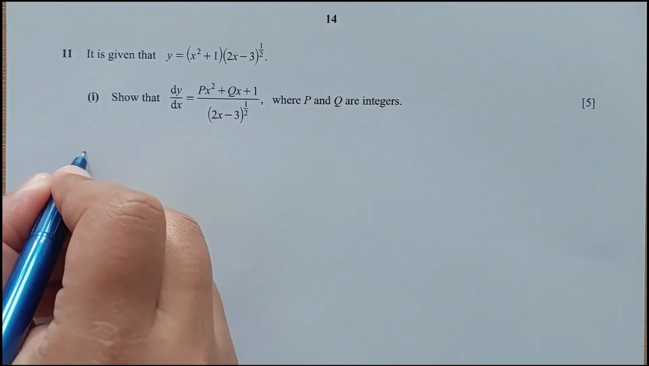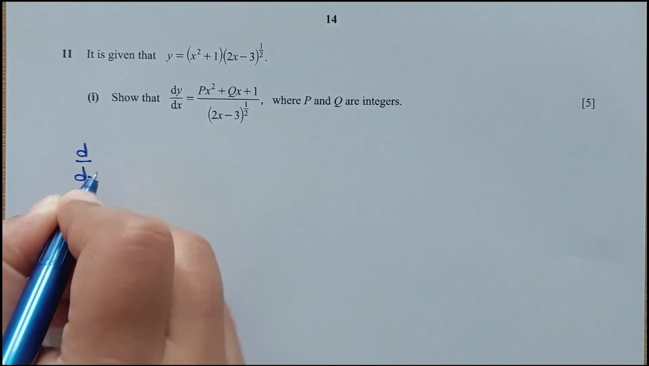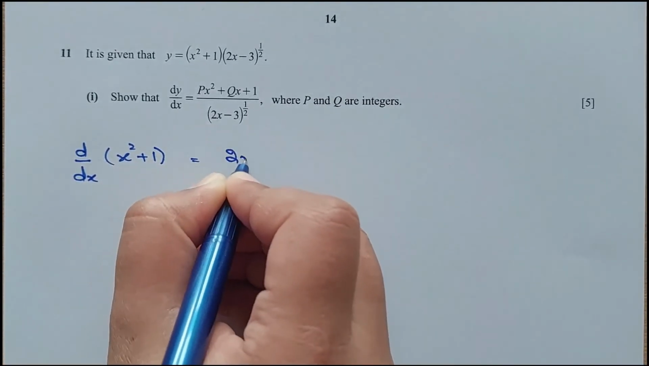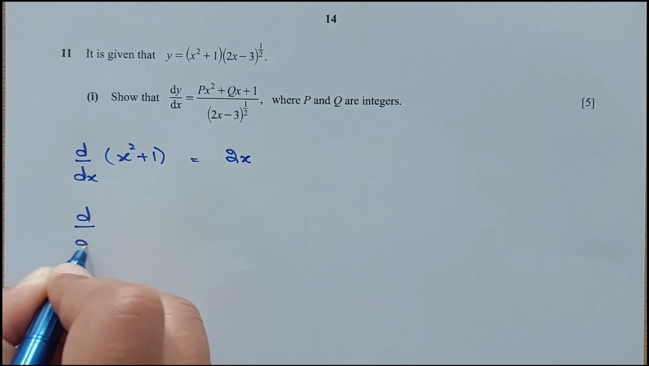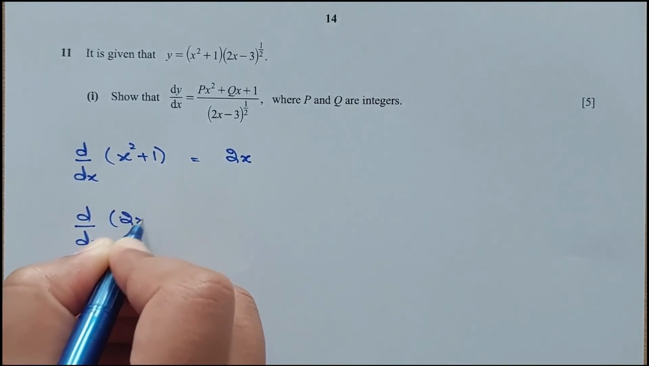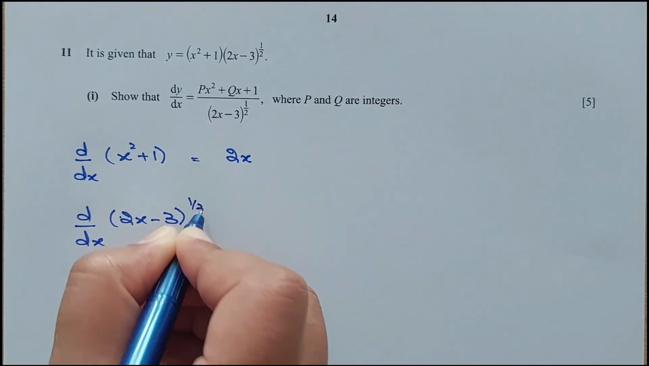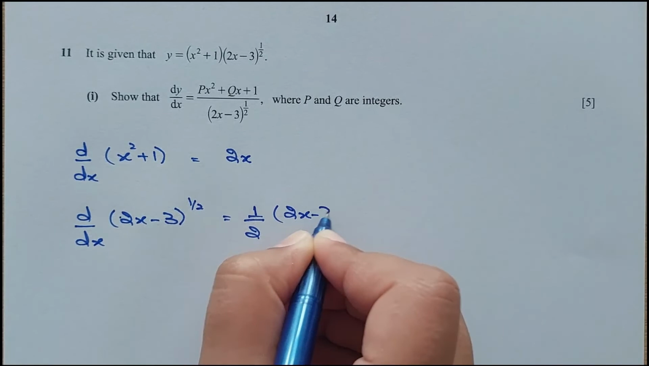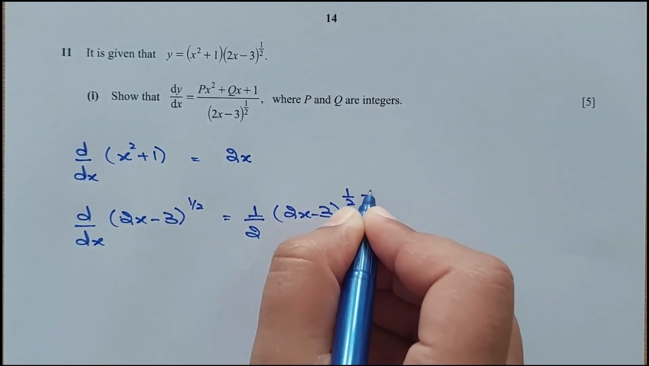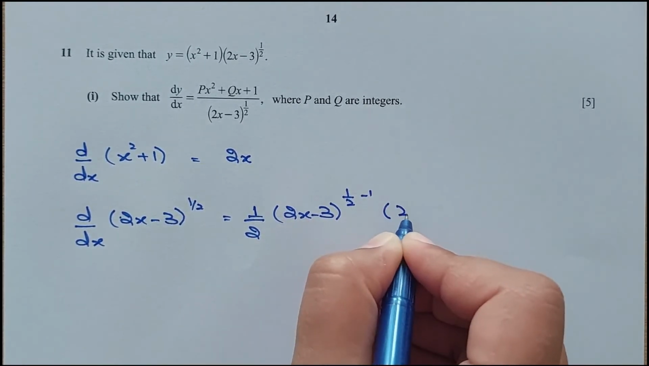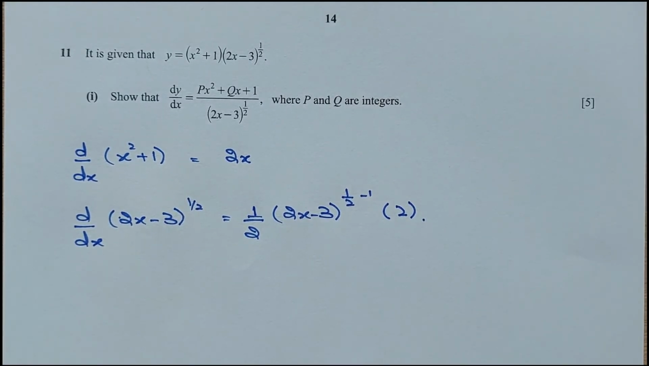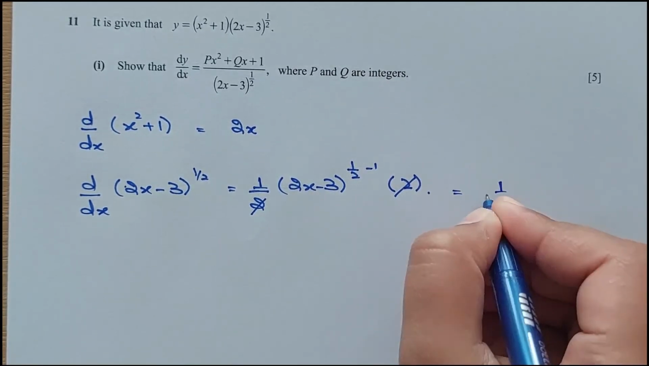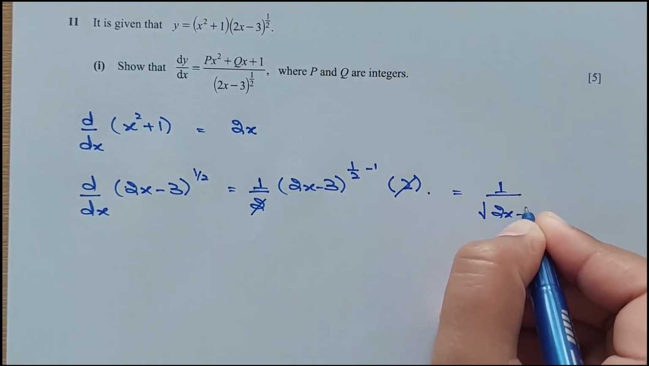Before that, I want to find the derivative of the two functions separately. d by dx of x square plus 1 is 2x, right? And d by dx of (2x minus 3) power 1 by 2 is, first we have a power 1 by 2, the base function is 2x minus 3, and power minus 1, 1 by 2 minus 1, and the derivative of the base function is just 2, right? And 1 by 2 minus 1 is minus 1 by 2, and 2 is cancelled with this 2, so the answer is 1 over square root of 2x minus 3.